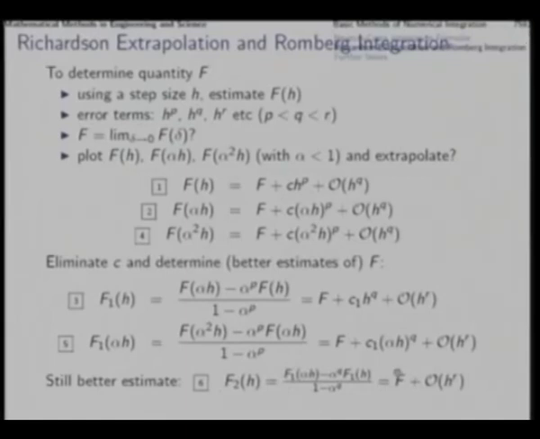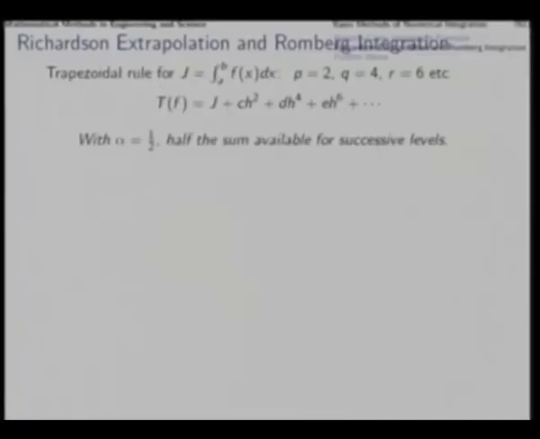This is one way of improving the estimate of f through a very limited number of actual evaluations. And when we apply this Richardson extrapolation to the numerical integration problem with the trapezoidal rule itself, we get what is called the Romberg integral. That is, we take the trapezoidal rule over a finite interval from a to b, and here p, q, r are 2, 4, 6, all even terms.